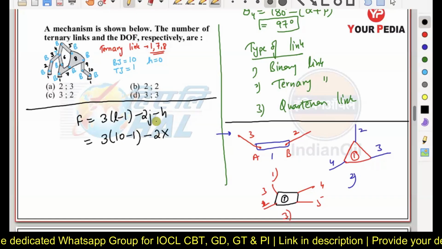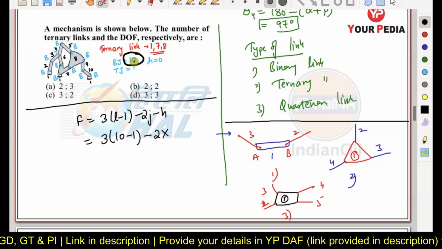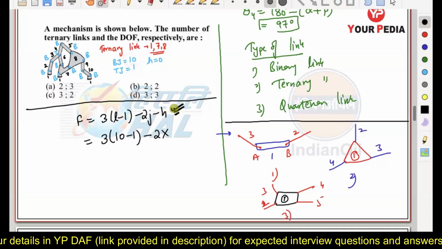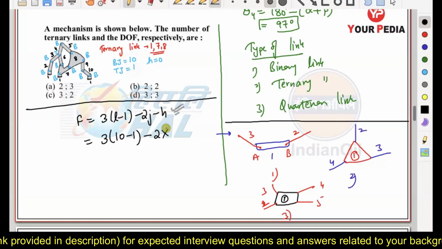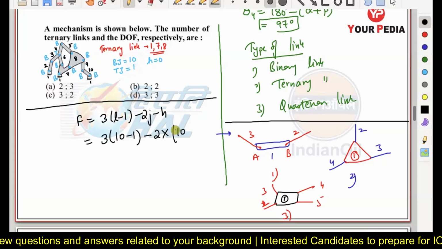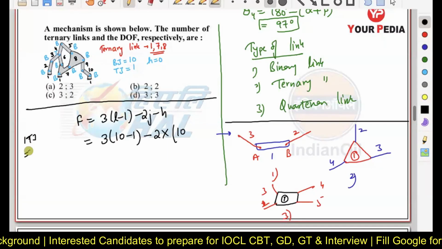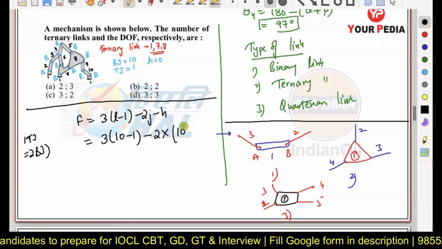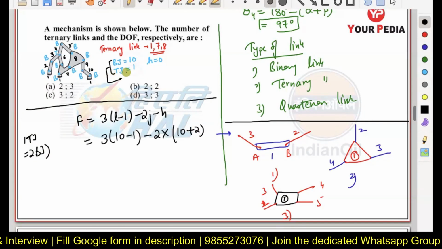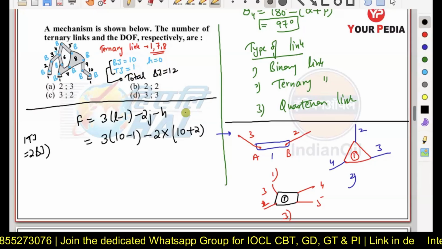How many total number of joints are there? There you can see we have 10 binary joints and 1 ternary joint. Whenever you are using the degree of freedom formula, we always have to consider only the binary joints. So the 10 binary joints, and one ternary joint is equivalent to 2 binary joints. So I can say 10 plus 2, total 12 binary joints are there here.